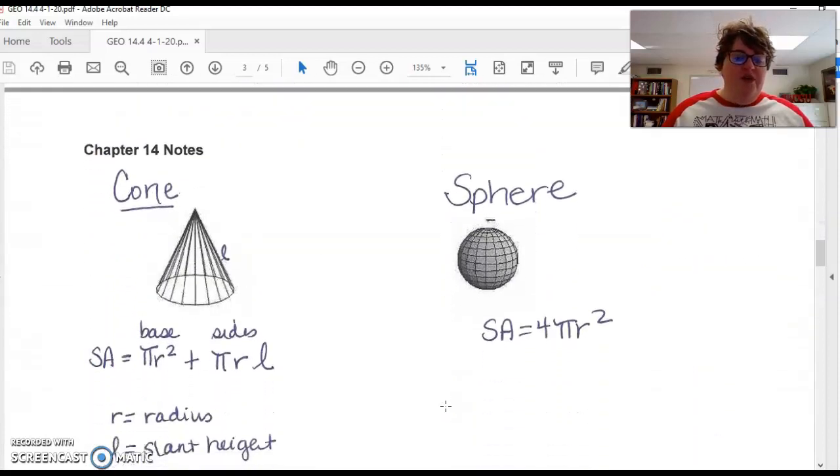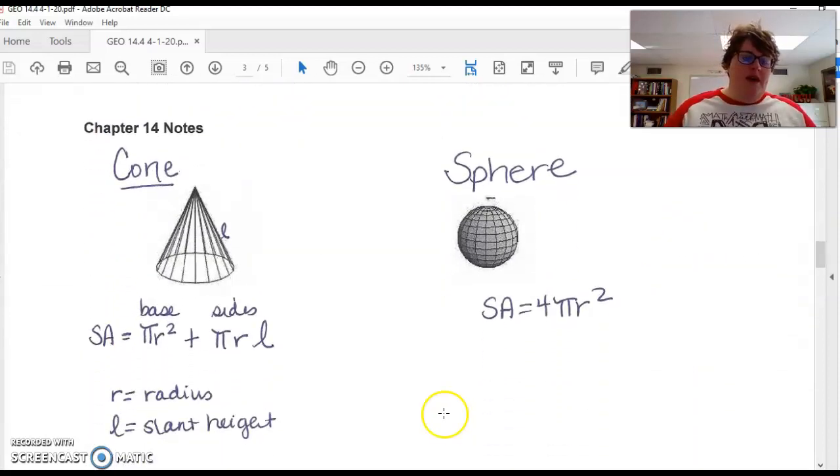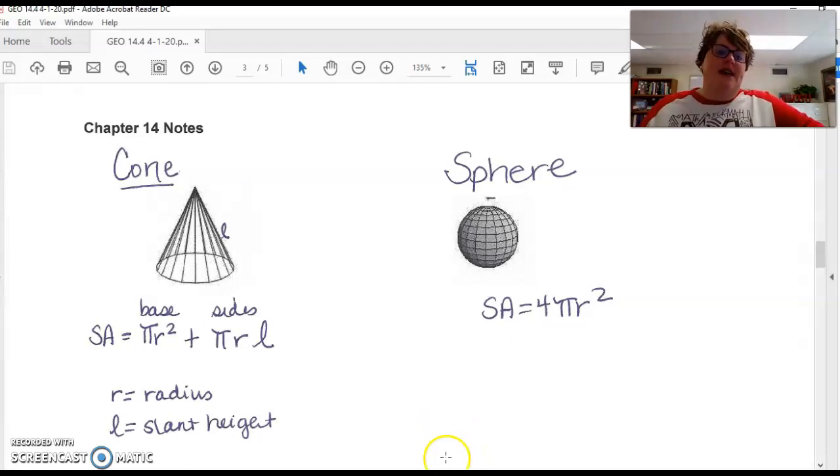Okay, for a cone, you have your base and then you have your sides. Okay, the actual cone portion. So your base is your pi r squared because it's just a circle. And then your sides are pi r l. R is your radius. L is your slant height again. Okay, slant height. And then sphere, okay, for the sphere is 4 pi r squared.